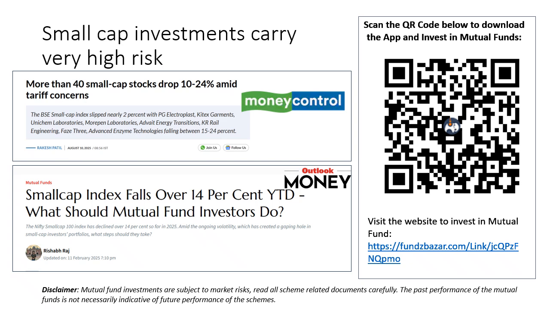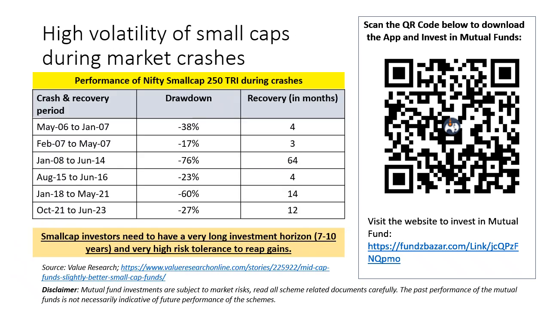The liquidity is tight. You can't really get in and get out of those positions very quickly. Those stocks are usually highly volatile. So when the overall market corrects, these stocks correct far more than the overall market. So this is a very good summary of the volatility that you can see in small caps.